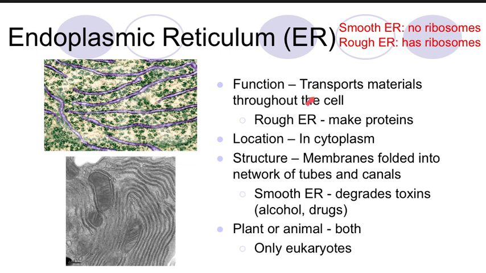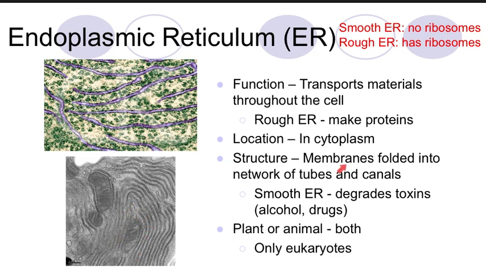Function, both of these kind of work to transport material in the cell. However, there are some specific functions for smooth or rough. Rough ER also has a job of making proteins. Smooth ER, its job is to degrade toxins. So location, it's usually in the cytoplasm. It kind of looks like these folds like that. Somebody once described it as looking like a fingerprint to me. I think that seems to make a lot of sense.